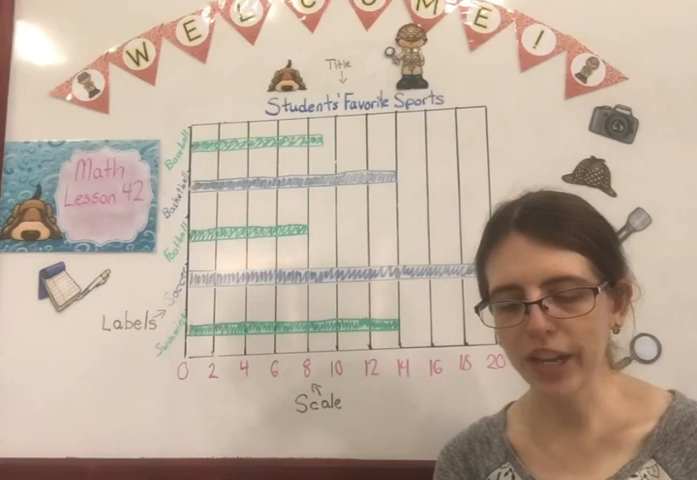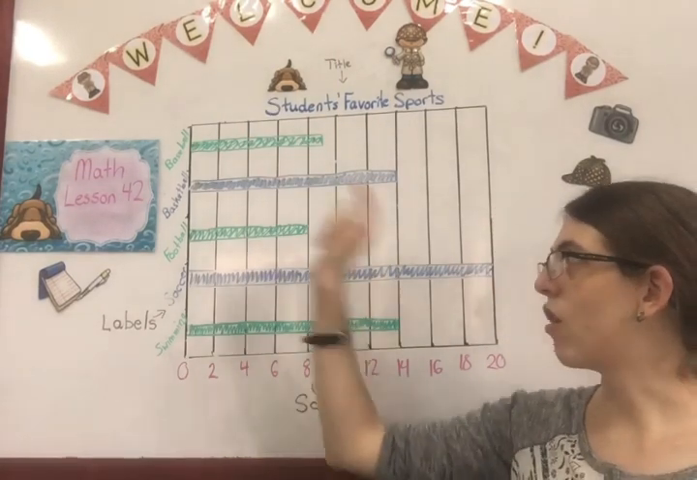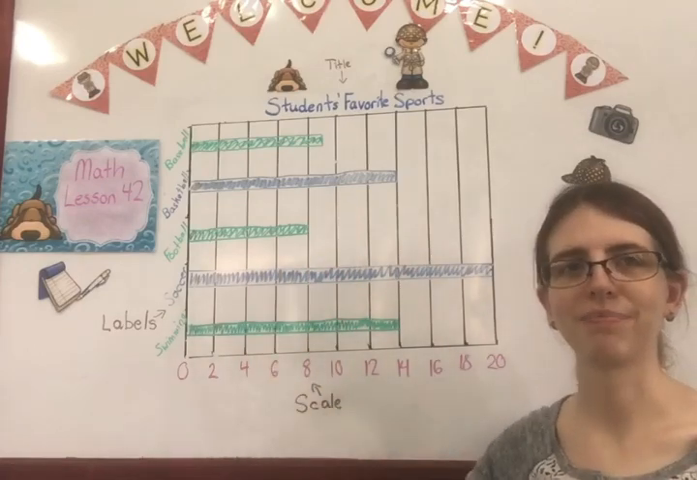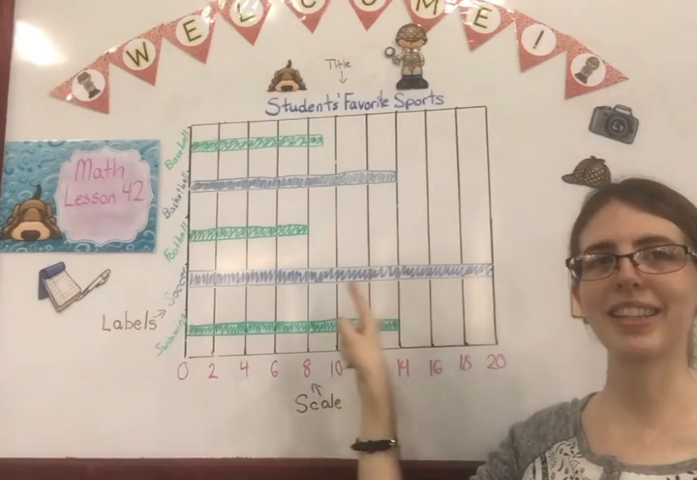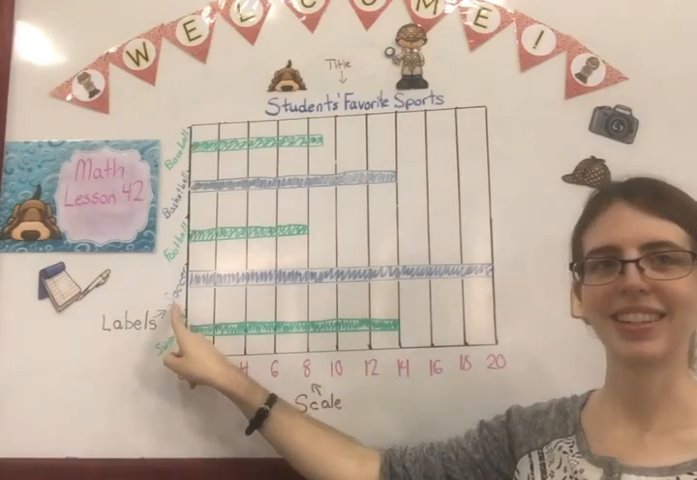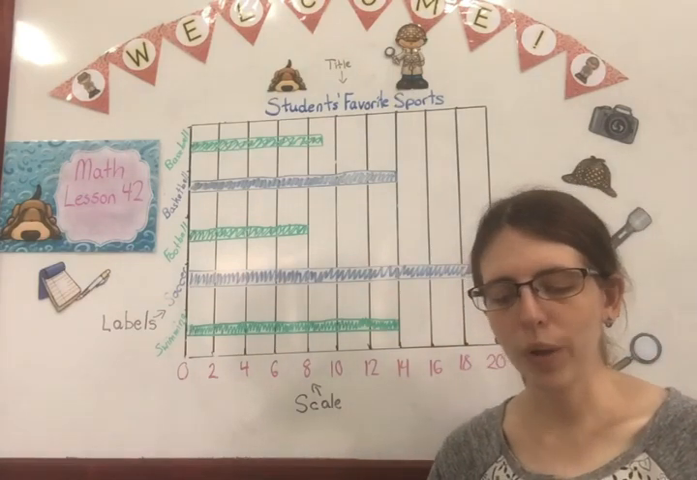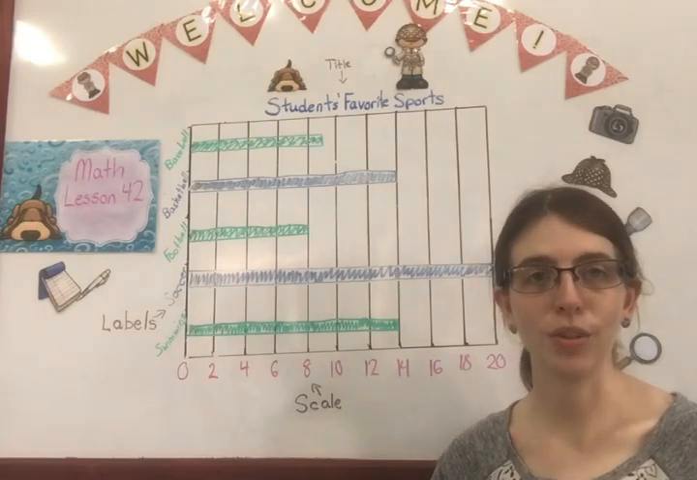Letter B, which sport was the favorite? So which sport has the longest bar, meaning it has the most students? Well, this one goes all the way to the end. So what sport is this? Soccer. Soccer, very good.